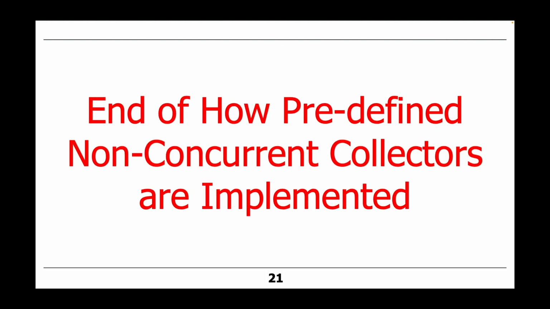So that's the end of how the predefined non-concurrent collectors are implemented. There's a bunch more than those, but I didn't want to spend time going through each one, but this gives you a flavor of how they work under the hood. It also is nice because it demonstrates the concept of making a framework where you can abstract away common behavior and then parameterize things with method references or lambda expressions in order to minimize the amount of code duplication you would otherwise have to have.